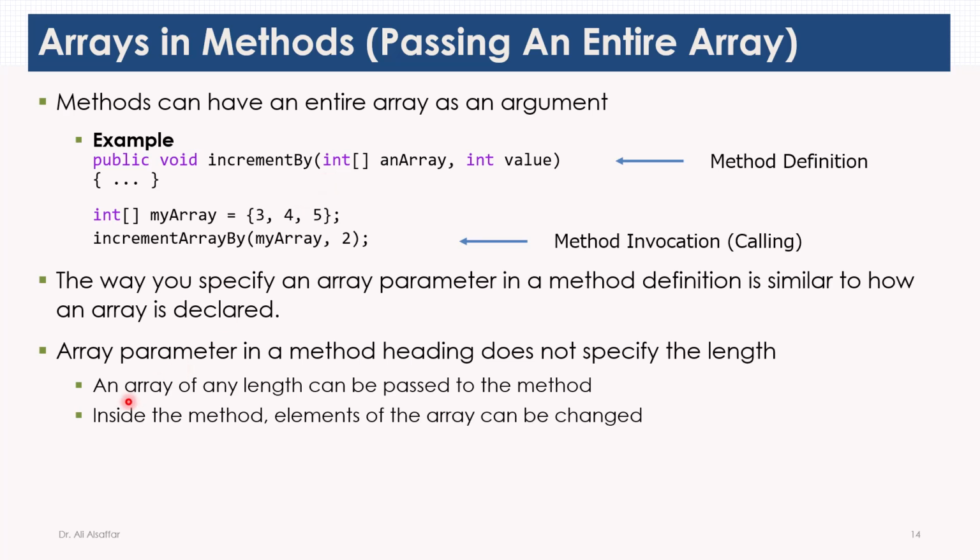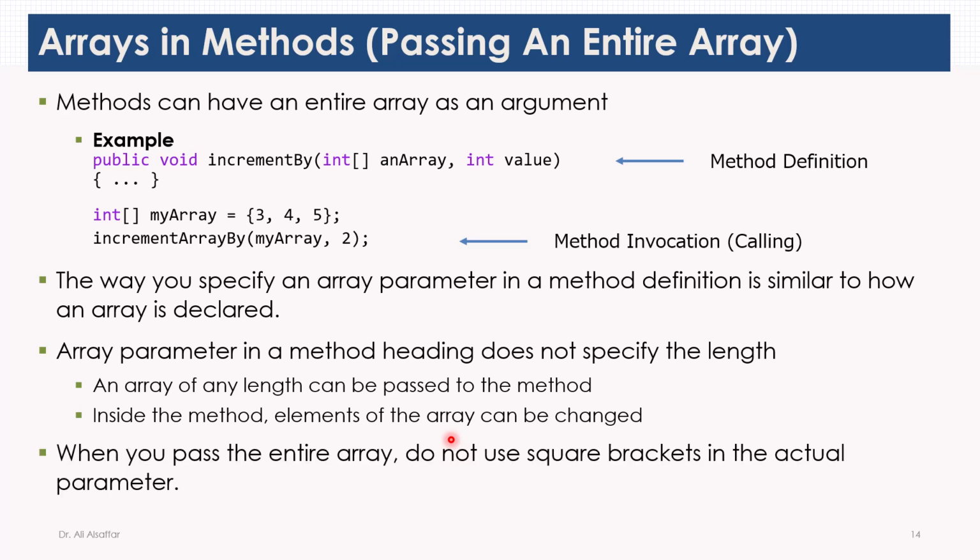One more thing: when you pass an entire array as an argument to a method, then inside the method, any change to any element of the array can change the array itself. So when you pass an array as an actual parameter and supply it to a formal parameter, when you change the array of the formal parameter inside the method, then the actual parameter also will change. And we will see by an example what we mean by this.